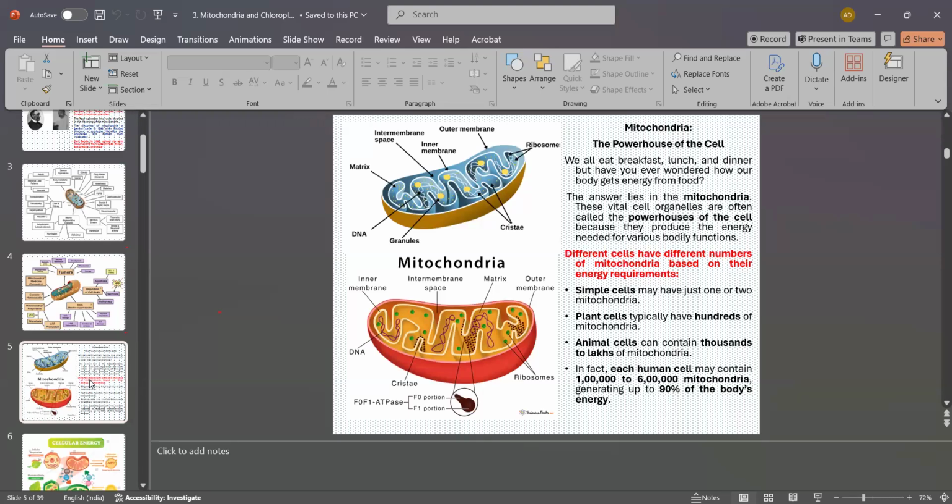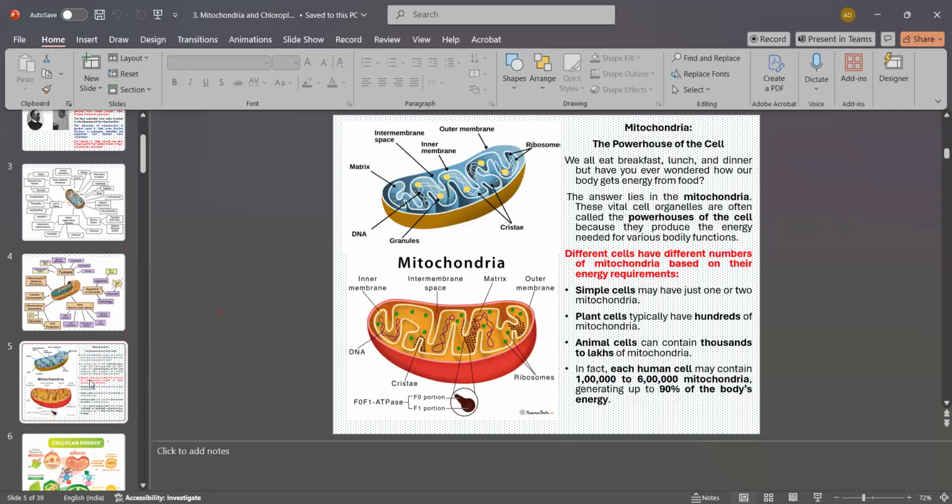Different cells have different numbers of mitochondria based on their energy requirements. The energy is in the form of adenosine triphosphate, also called ATP. The simplest cells may have just one or two mitochondria. Plant cells typically have hundreds of mitochondria.